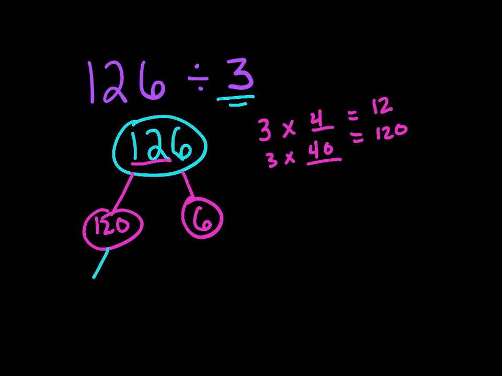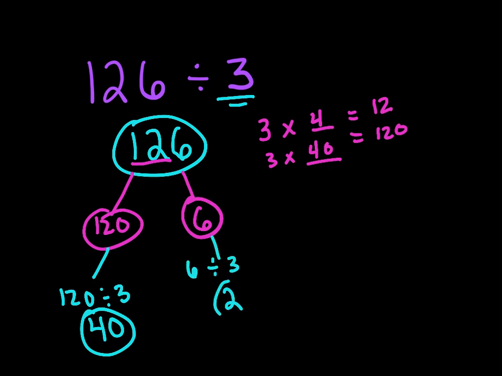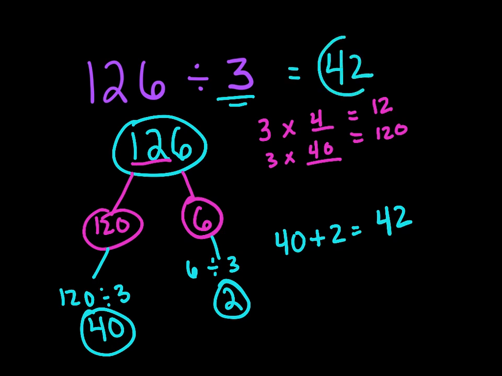So let's continue. So 3 goes into 120. So 120 divided by 3 is 40. Then on this side, 6 divided by 3 is 2. So 40 plus 2 is 42. So the quotient of 126 divided by 3 is 42.